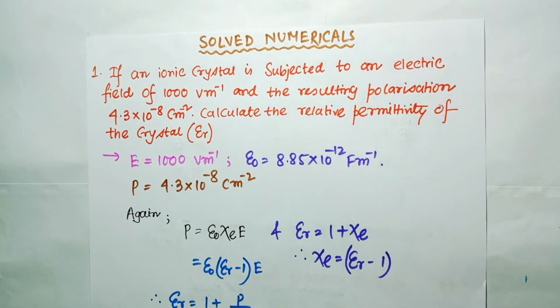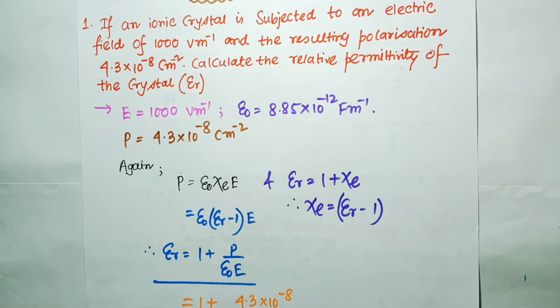So I know we have the relation that P is equal to epsilon naught chi E times E, where epsilon naught is the free space permittivity, chi E is the electrical susceptibility, and E is the electric field. We also have the relation between the relative permittivity, also called the dielectric constant, and the electrical susceptibility: epsilon R is equal to 1 plus chi E. So from here we get chi E is equal to epsilon R minus 1.